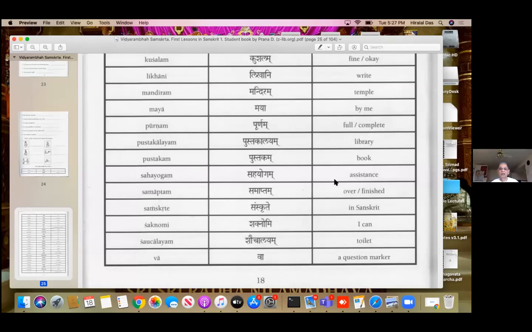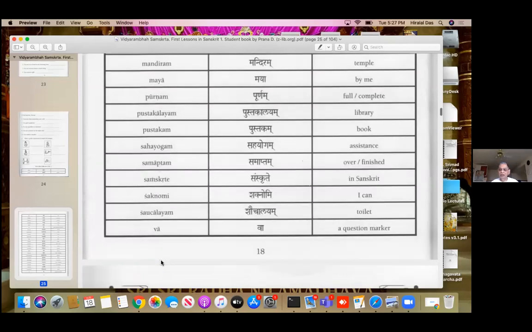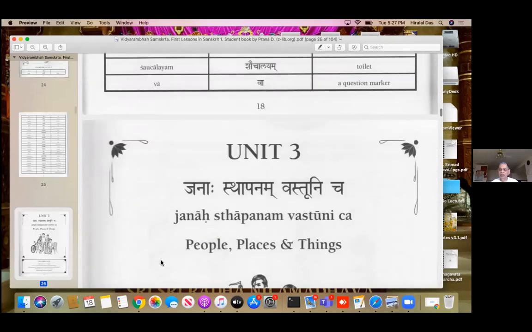I have a question for the last word. Is it va or vaa? Va. When there is a line on the letter, it is long A. If there is no line, it is short A. So it is va. But when there is a line, it is vaa. Okay. All right. So we go to the next unit 3.